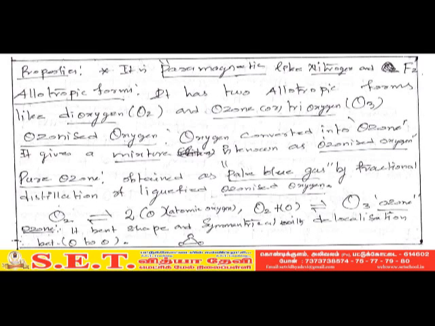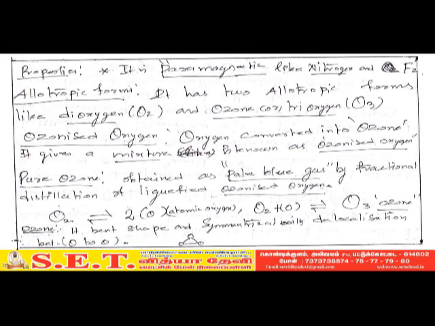Properties of oxygen: it is paramagnetic, like nitrogen and fluorine. Oxygen has allotropic forms. Already I told what allotropes are. So oxygen has 2 allotropic forms: dioxygen, which is a simple O2 molecule, and ozone, or trioxygen, which is a simple O3 molecule.